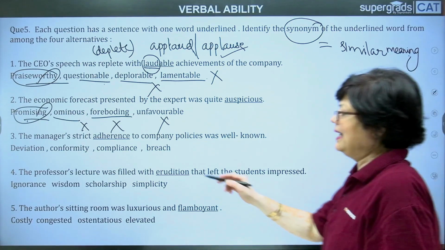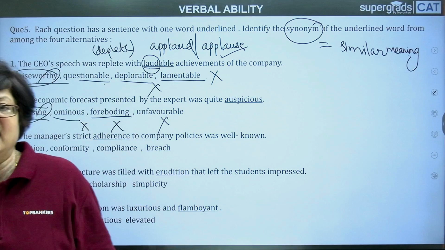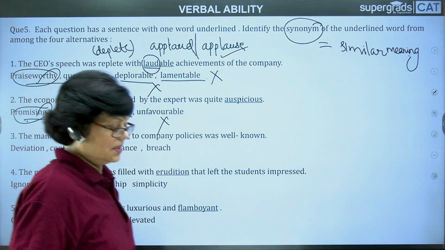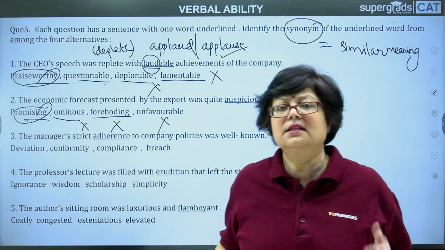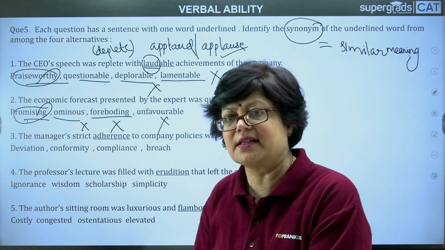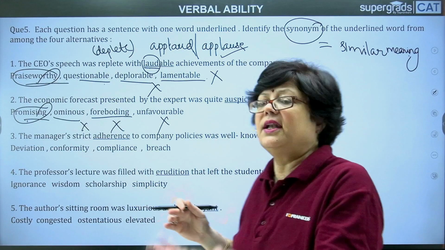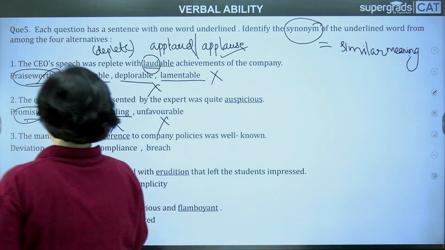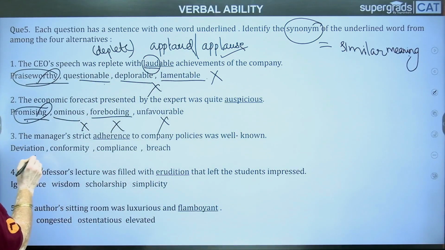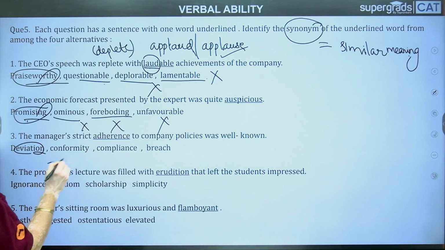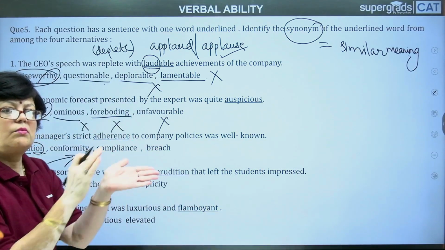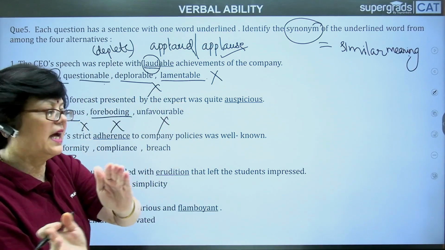Next, the manager's strict adherence. I repeat, the manager's strict adherence to company policies was well known. Now let us see, if we do not know the word adherence, let us see the options. Deviation, deviate. What is to deviate? To go away from the norm, to go in a different direction.